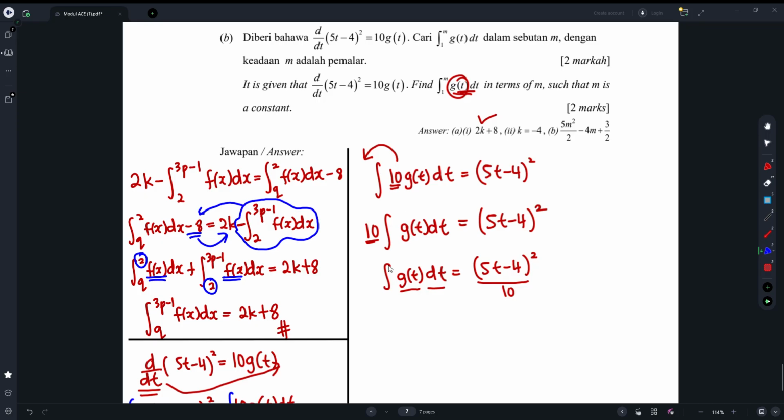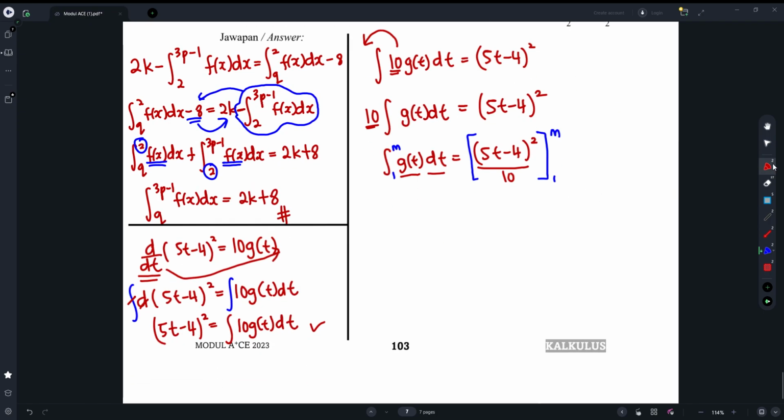The limits according to the question are 1 to m, right? So just put 1 to m here. Here also you just need to put 1 to m. That's all. With that step, you will be able to continue. The integral from 1 to m of g(t) dt is equivalent to (5t minus 4) squared divided by 10, with the limits 1 to m. First you have to put m in the position of t. So it becomes (5m minus 4) squared over 10 for the first iteration, minus for the second one.